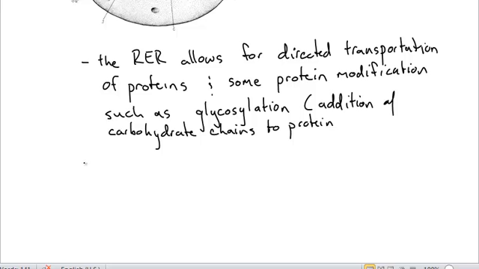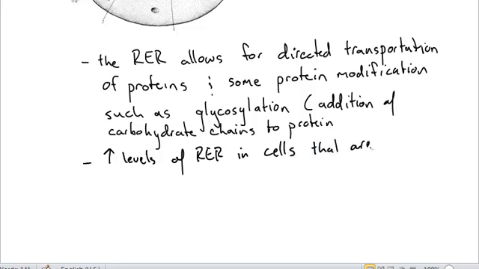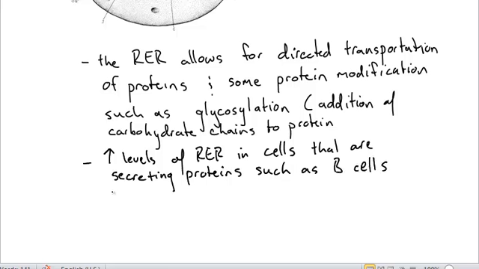And you will find high levels of rough ER in cells that are secreting proteins. So not all cells have equal levels of ER. An example of cells that are secreting proteins are B cells that are making antibodies and secreting them into our blood.